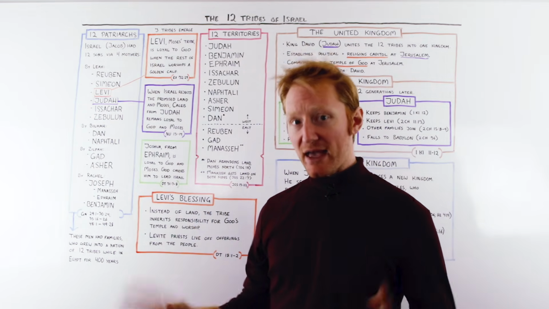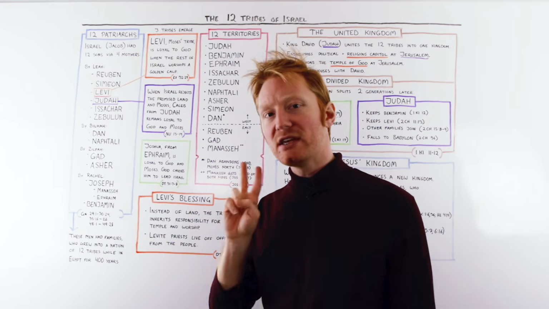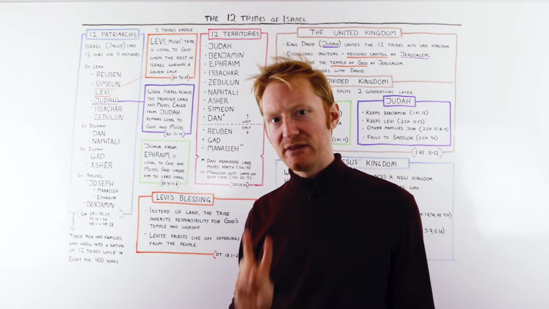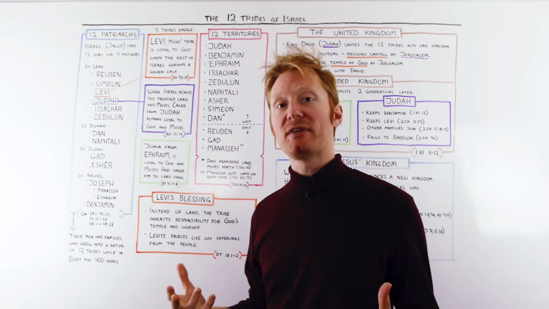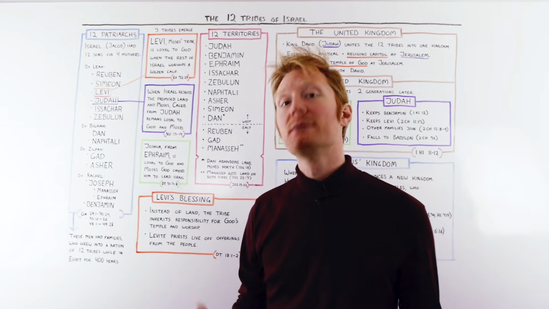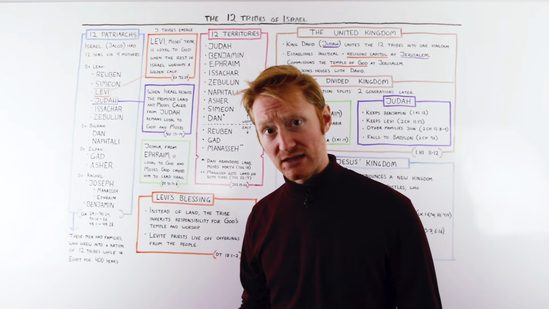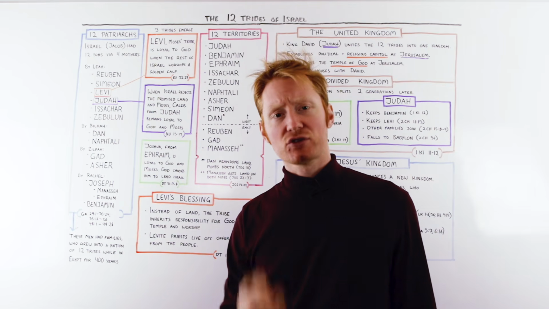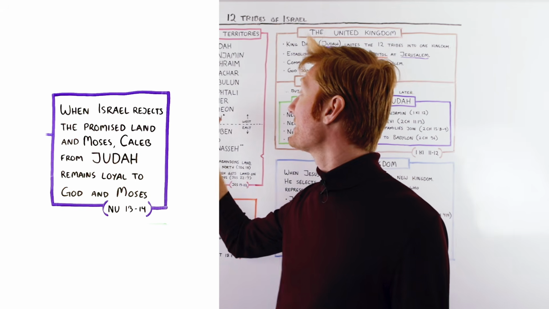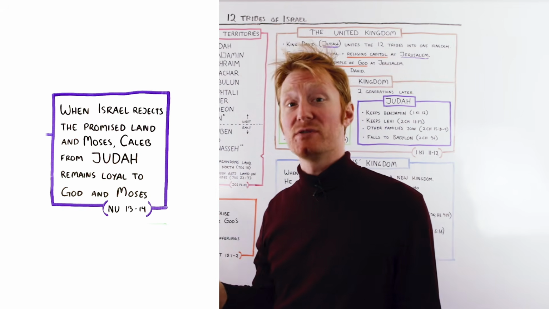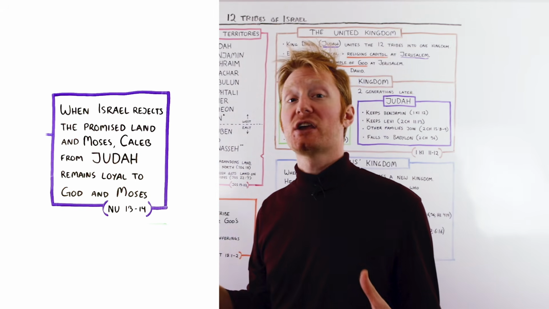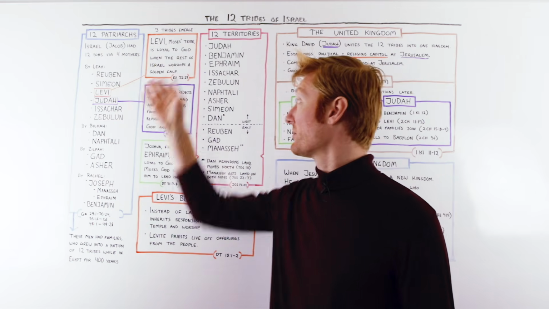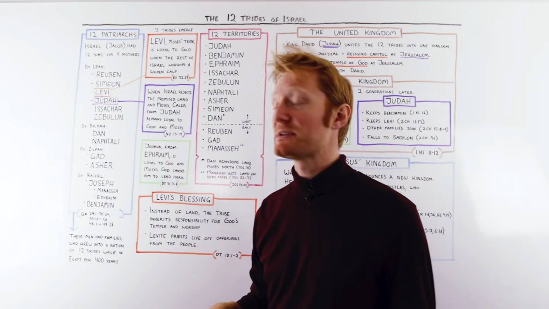The spies come back, and of the 12 spies, only 2 give a positive report. Only 2 of them believe that the people of Israel will be protected by God as they go into the promised land. One of those 2 is Caleb, and he represents the tribe of Judah. Caleb is loyal to God and to Moses. The rest of the nation wants to kill Moses and his brother Aaron, who is the high priest, the tribe of Levi, and go back to Egypt.